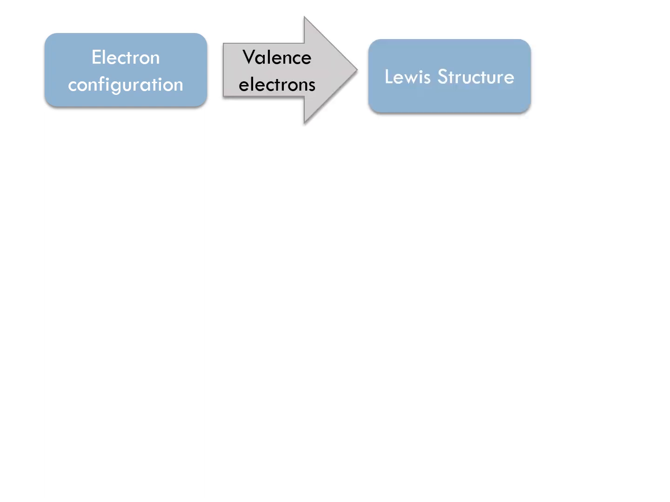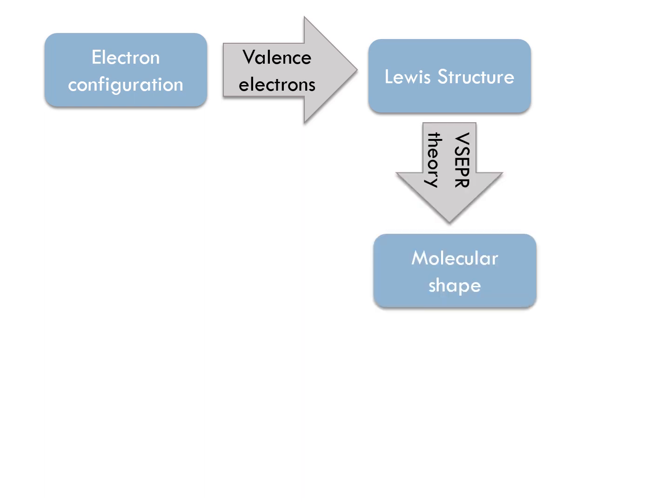So let's just think about the sequence of what we have learned in the last couple of months. We started by understanding how to write the electron configuration of atoms, and that allows us to determine how many valence electrons there are. Through valence electrons, we learn how to draw Lewis structures, and applying the VSEPR theory, we can then infer the molecular shape.